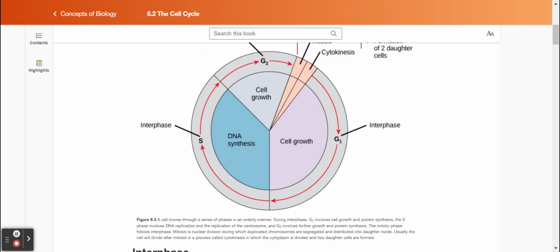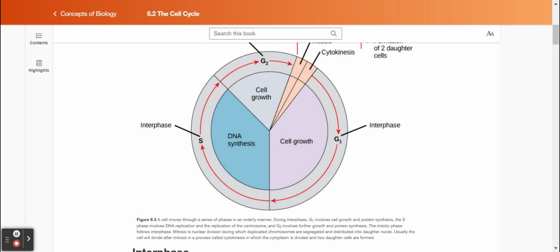Figure 6.3. A cell moves through a series of phases in an orderly manner. During interphase, G1 involves cell growth and protein synthesis. The S phase involves DNA replication and the replication of the centrosome, and G2 involves further growth and protein synthesis.